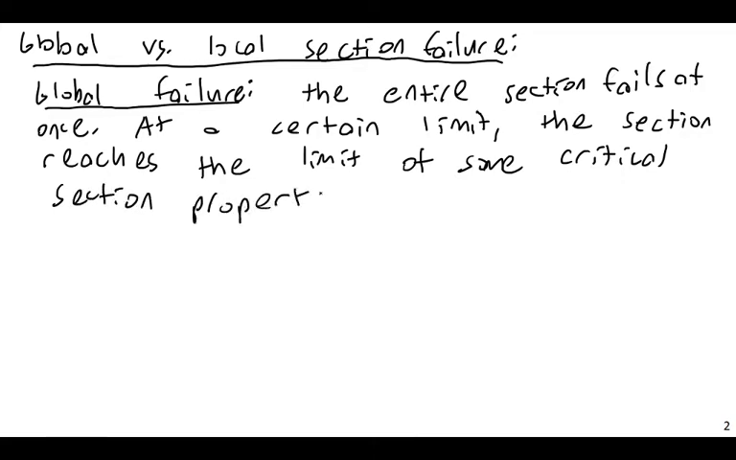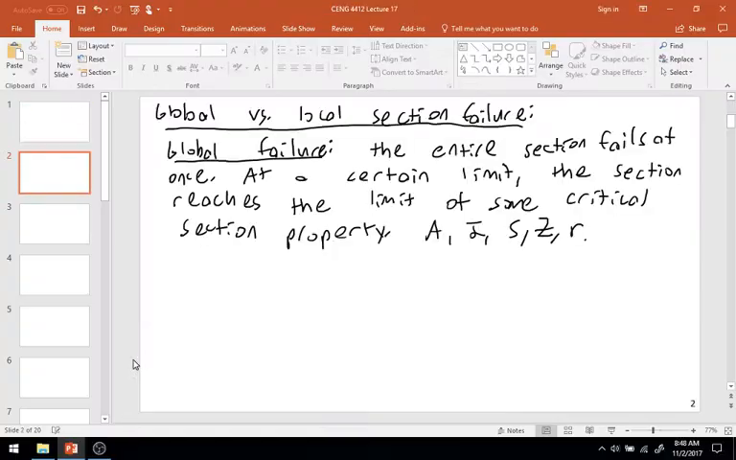And that could be something like the area, the moment of inertia, the elastic section modulus, the plastic section modulus, the radius of gyration, etc. So depending on your failure mode, whether you're talking about bending, tension, or compression, you reach a limit where the section no longer has any extra capacity on the basis of a certain section property. That is the essence of global failure, at the 10,000 foot view.